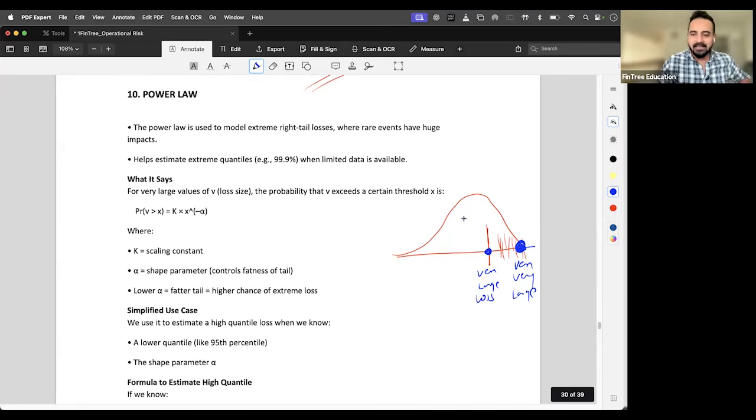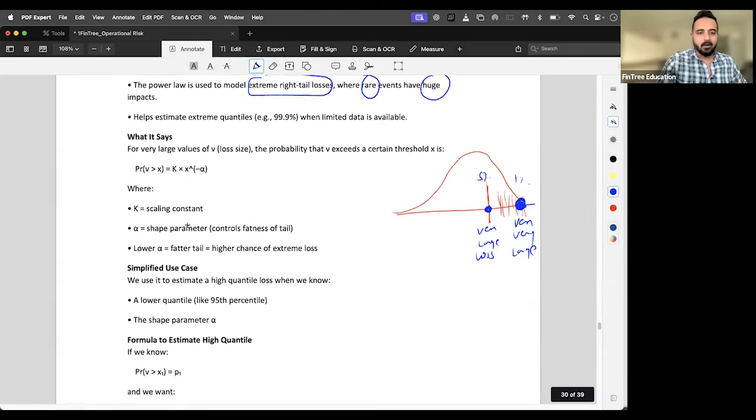Then I can say, hey, at 5% my loss is this much. How much would be my loss at 1%, right? I can do some sort of a scaling using power law. So it helps you get a sense of what is going to happen in an extreme right tail. That means we're looking at rare but huge events.